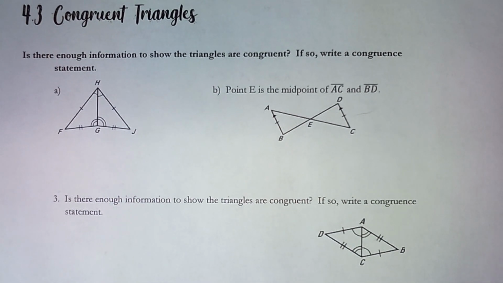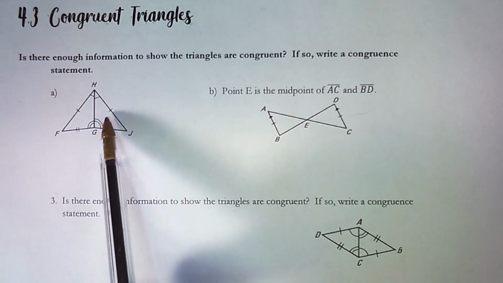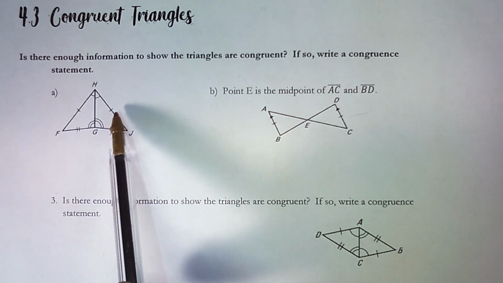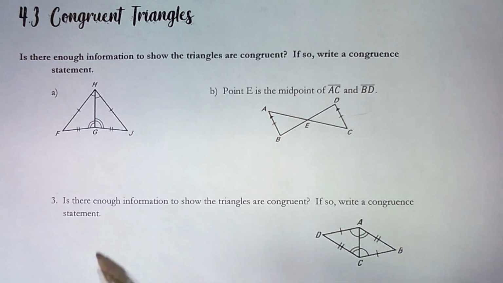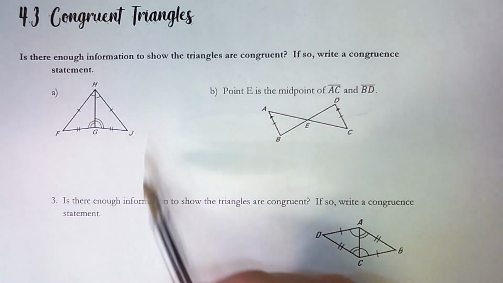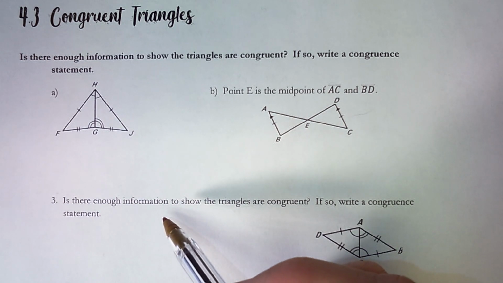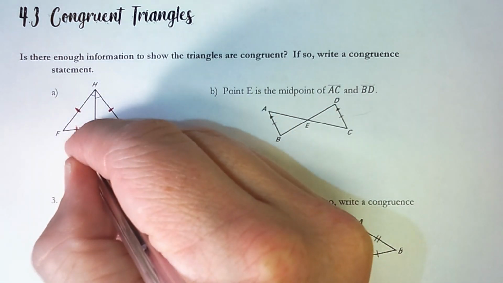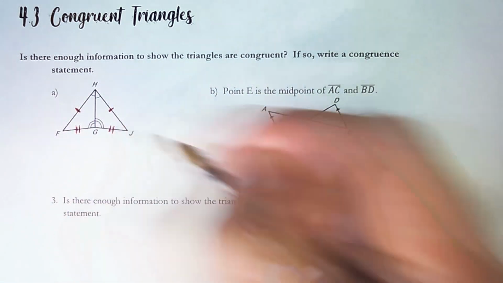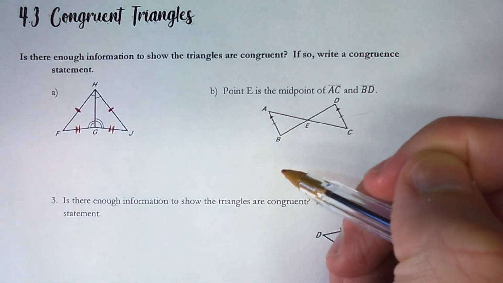All right, so congruent figures have all sets of corresponding sides and all sets of corresponding angles congruent. So we want to determine if there's enough information to say that these triangles are congruent. If they are, then we're going to write a congruence statement. Okay, so I need, in a set of triangles, 3 sets of congruent sides and 3 sets of congruent angles. I have a set of congruent sides here, and I have a set of congruent sides here, but I need a third set of congruent sides.